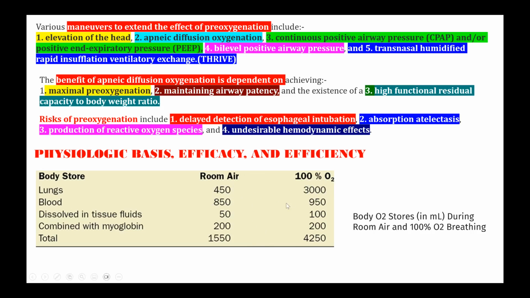Okay? So that is the idea with which we pre-oxygenate the patient. So the terms pre-oxygenation and denitrogenation, that is removal of the nitrogen, which is part of the air, are used synonymously. So in olden days they used to call this denitrogenation. But why have we now given up this word denitrogenation?